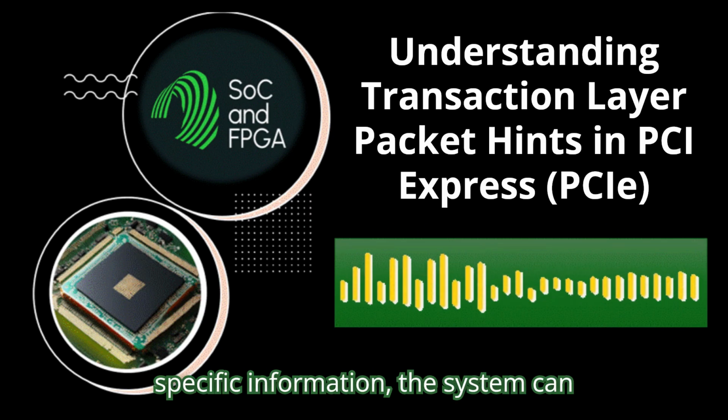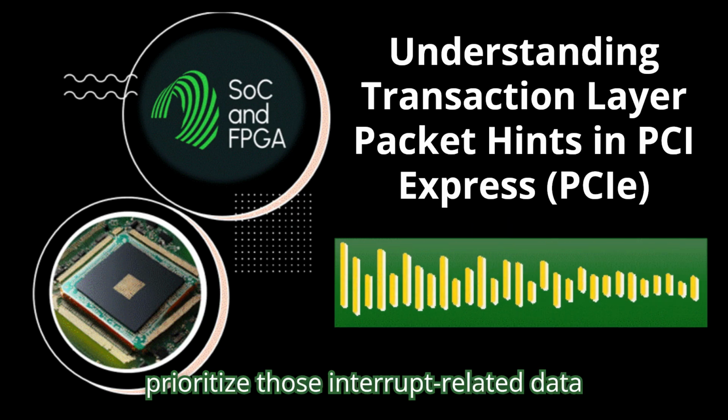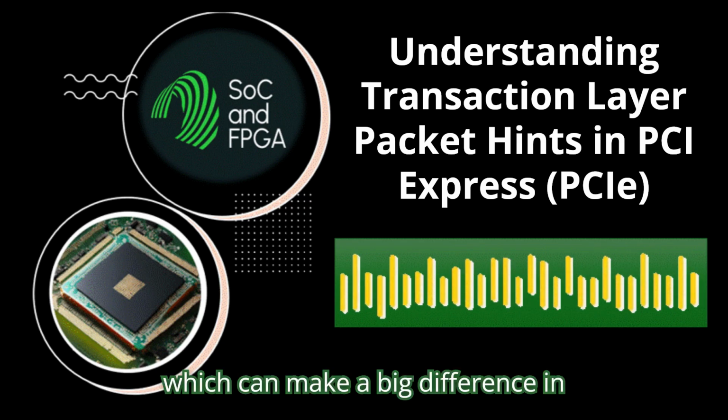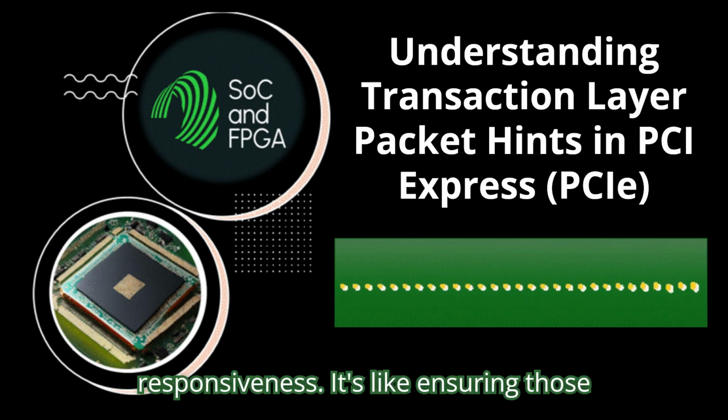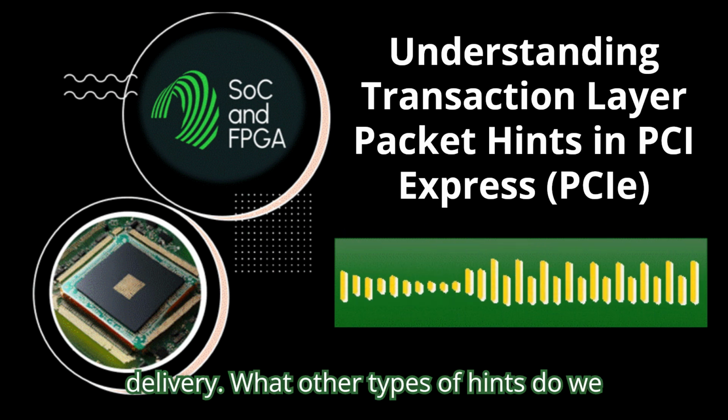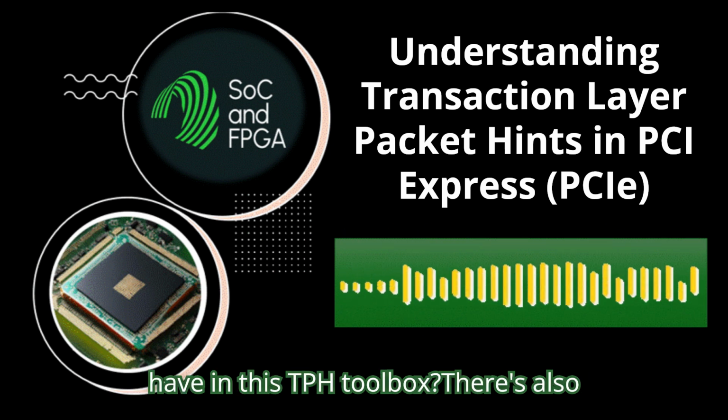By providing this specific information, the system can prioritize those interrupt-related data packets and route them more efficiently, which can make a big difference in responsiveness. It's like ensuring those time-sensitive interrupts get express delivery. What other types of hints do we have in this TPH toolbox?